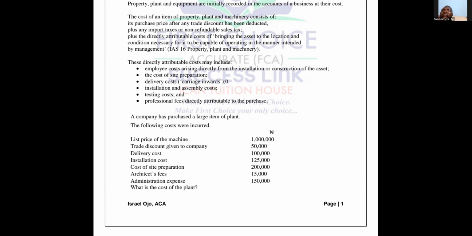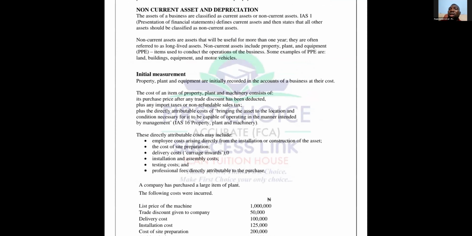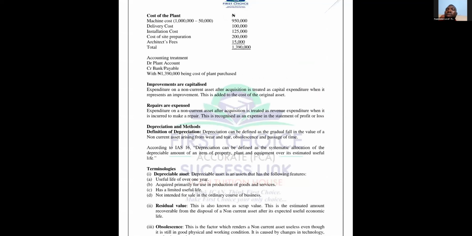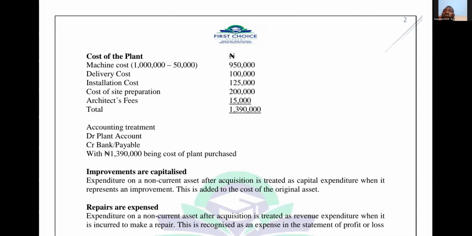Now, if you go to the next page, let's see the solution. Can you see the solution of that one? If we put everything together, just based on my explanation, we now have 1,390,000. This 1,390,000 is the value of your plant. It means if you are recording it in your financial statement, you will not record it as 950,000, which is the machine cost.